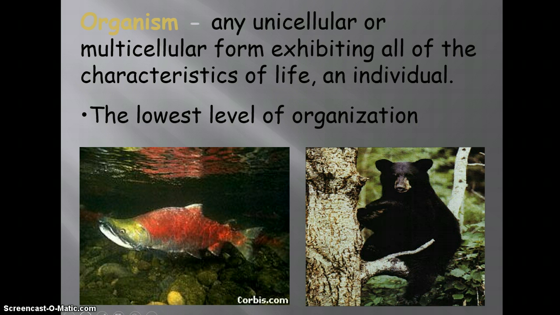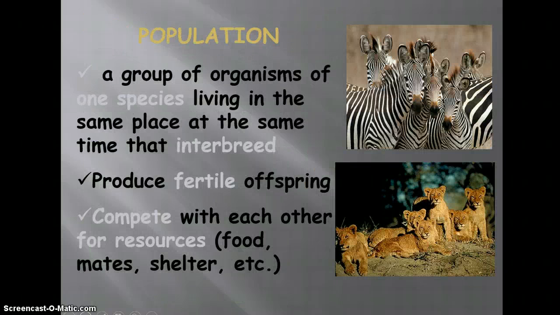An organism is any unicellular or multicellular form exhibiting all of the characteristics of life. It's the lowest level of organization. An example may be one blue jay out at Wilson Lake. Population: a group of organisms of one species living in the same place and can interbreed. They will have fertile offspring, and they will compete with each other for resources, food, shelter, to mate. An example of a population would be all of the blue jays out at Wilson Lake. Not just one of them, but all of them.